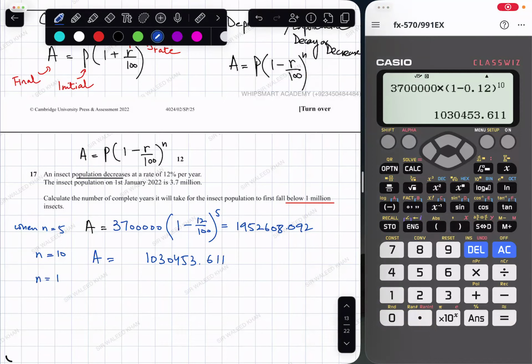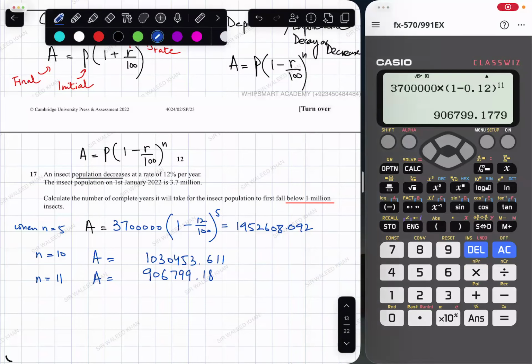Let's say n is equal to 11. Let's check at 11. What is our final value coming to? So 3.7 million times (1 minus 0.12) whole power 11. And you can see it fell below 1 million. So how many complete years did it take? Yes, how many years? How many complete years?